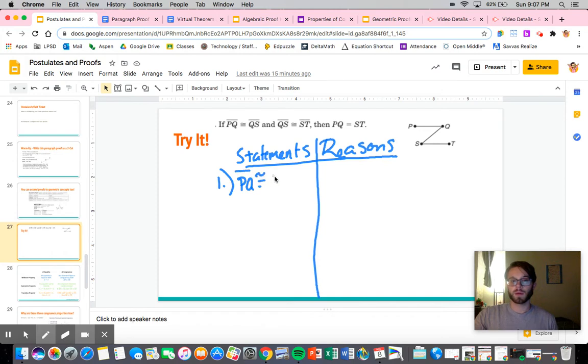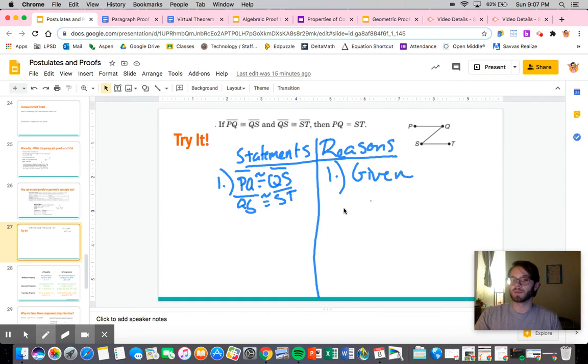PQ is congruent to QS. I'm just going to put these in one statement: segment QS is congruent to segment ST. So again, we still have to be careful with our notation. If you are having difficulty typing something like this, you can just write it out in words: segment PQ is congruent to segment QS. Obviously, you want to try to use the notation as much as possible, and if you can't, just do your best. So the reason for that is given, right?